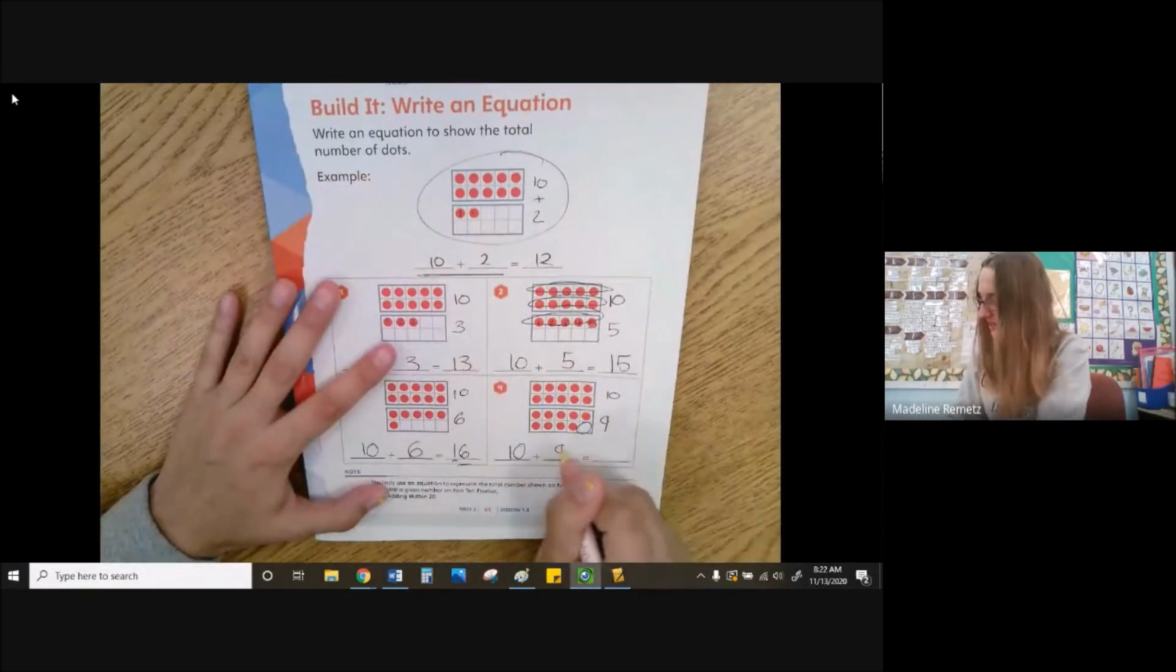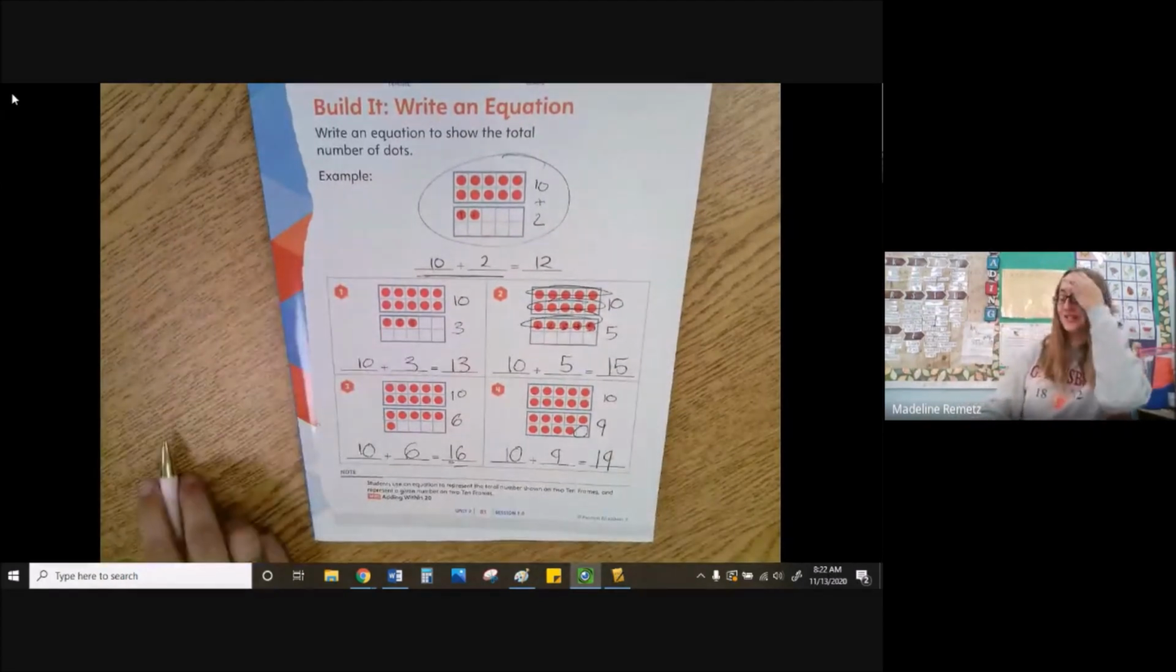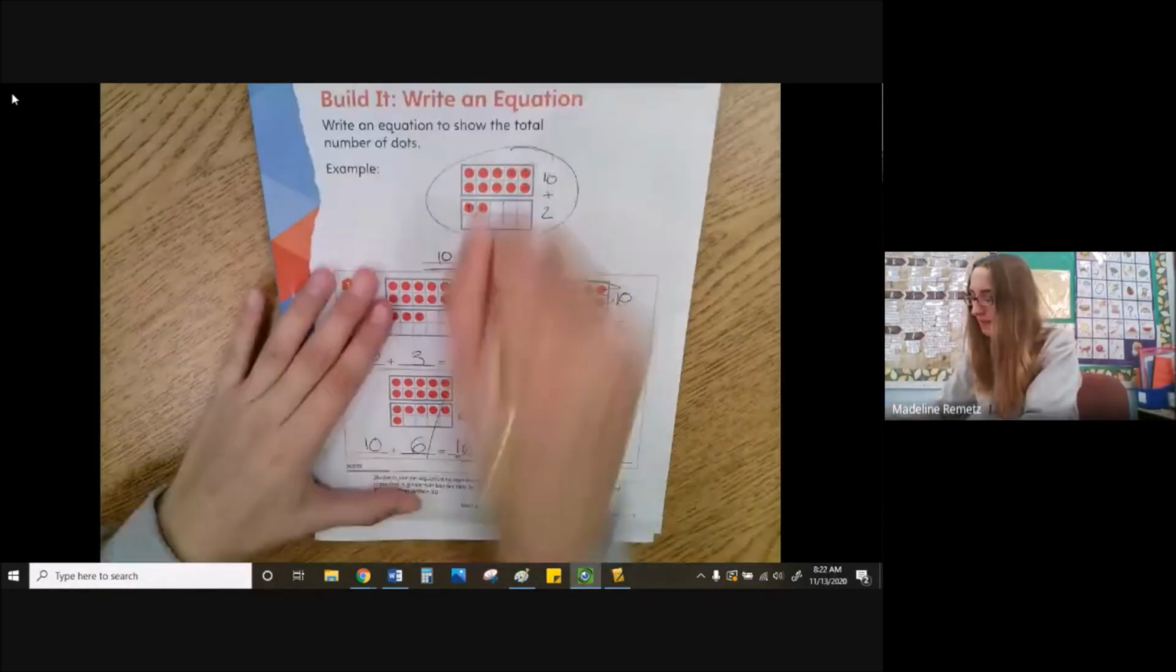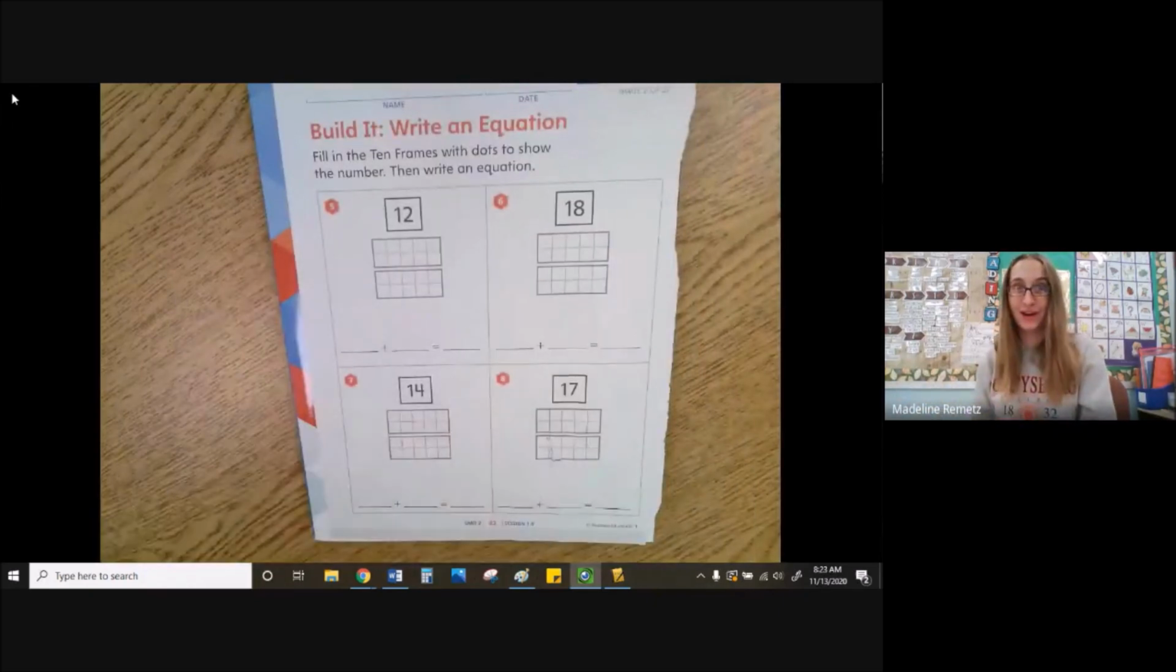So that's 10 plus 9, oh, 19. Awesome. Did you get 13, 15, 16, and 19? If you did, that is a big star from me. And we can warm up with the second part of our page.